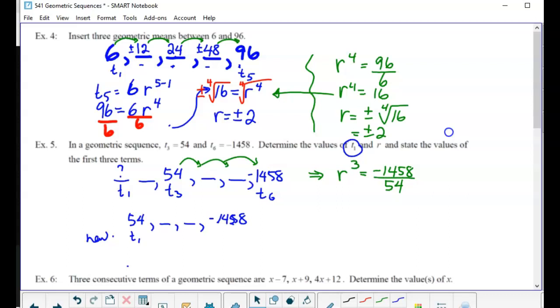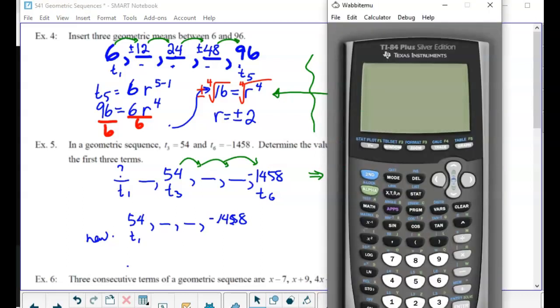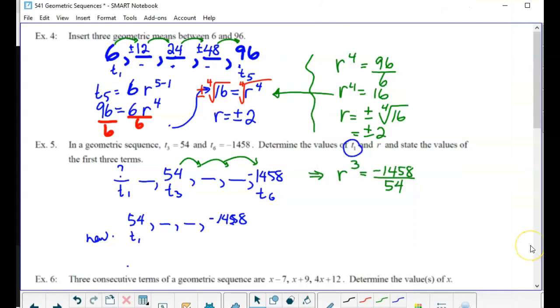Okay. So, what is that? Negative 1,458 divided by 54 is negative 27. And cubed root, remember, it's not plus or minus, it is the cubed root of whatever that is, which can be negative. So r is negative 3 in this case.